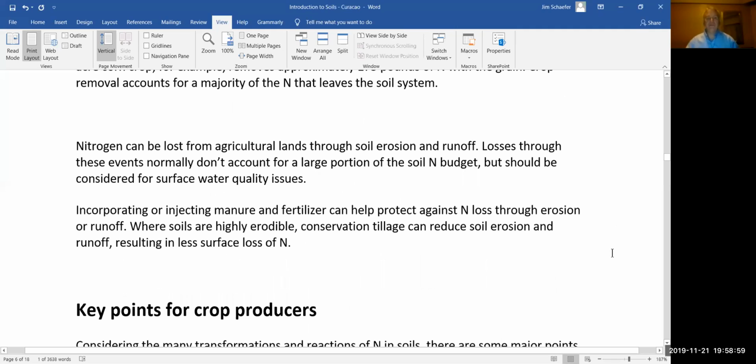So nitrogen can also be lost from a field through soil erosion and runoff.